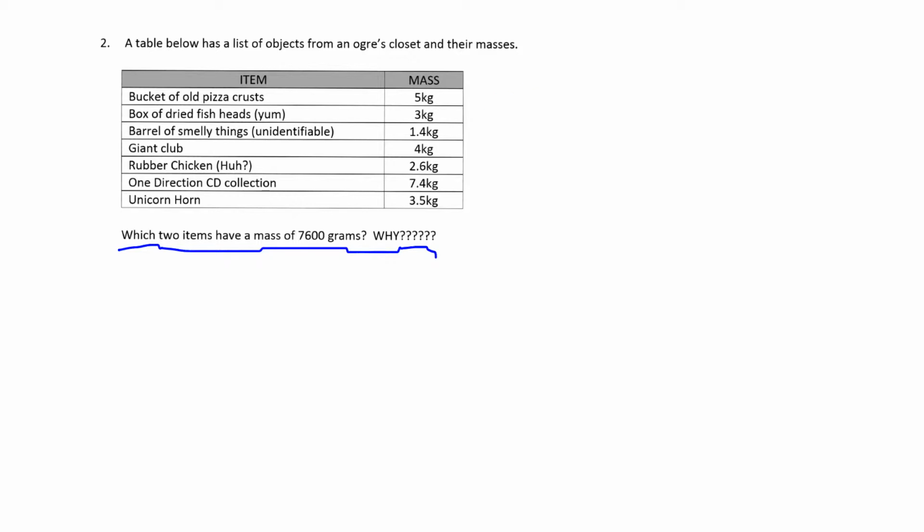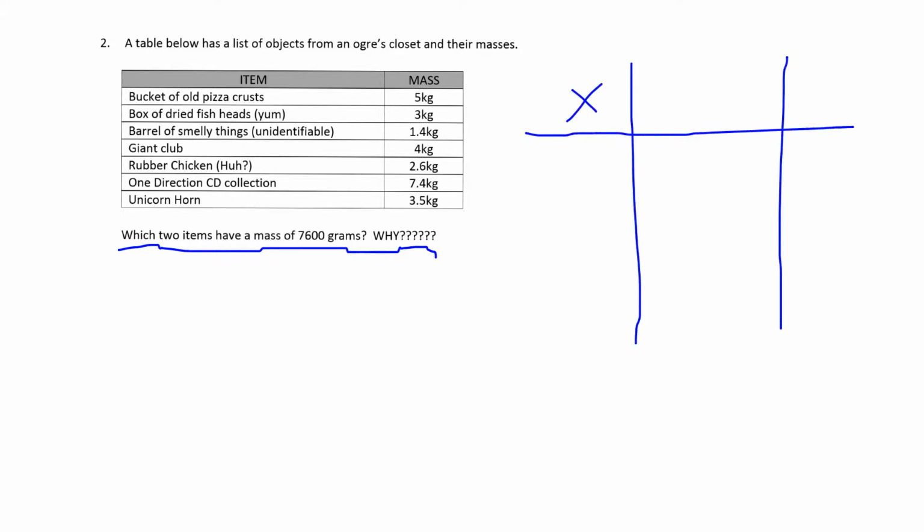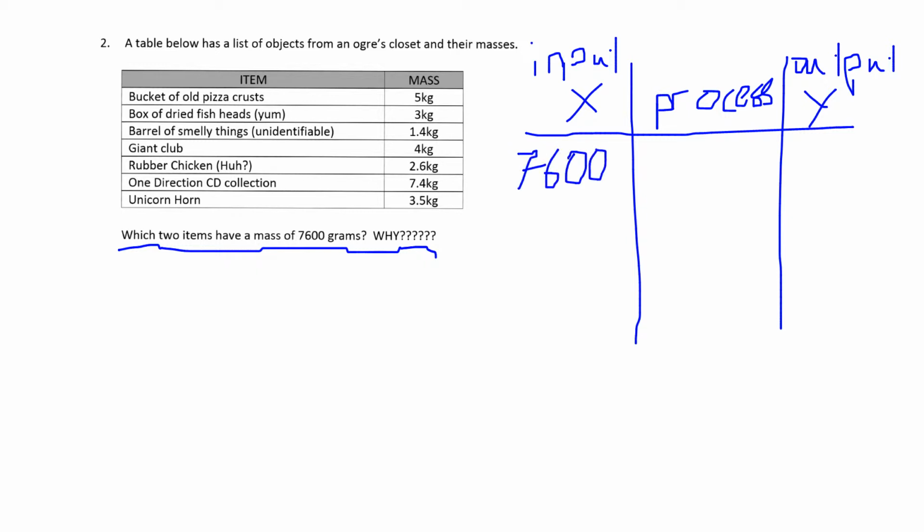So we start with our process table. We have X, Y, and once again X is our input, Y is our output, and this is going to be our process. Now, on this side, we have 7,600 grams. And the output, we don't know what it is exactly, but we know we want it in kilograms. So the question is, how do we get from grams to kilograms? And in order to find the answer to that, we need a conversion factor.